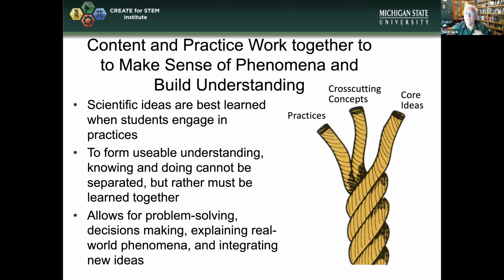But you really get the strength out of a rope when those three strands are intertwined. Then you really get a lot of strength in your rope to be able to pull something, lift something, and you don't have to worry about it breaking. The same thing is true with the three dimensions of scientific knowledge. They work together to allow children to problem solve, make decisions, explain real world phenomena, and learn more when they need to learn more.